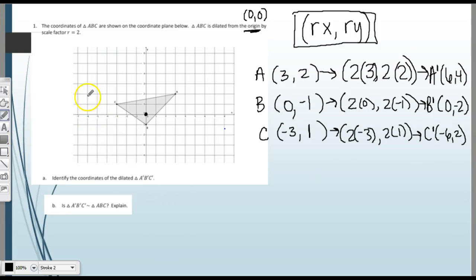And if you want to see it on the coordinate plane, you can even take the time to draw that. Right there is A prime. B prime is at 0, -2, and then C prime is at -6, 2. Oops, I don't even know what I was trying to write. There. All right, and then we can use our line tool to connect them. How beautiful is that dilation of a scale factor of 2? It's just the cutest. Okay, so that's part A.